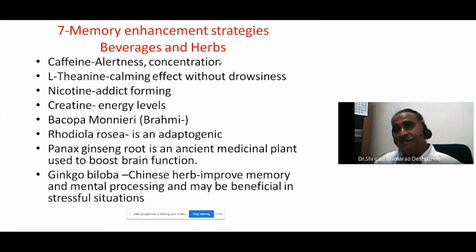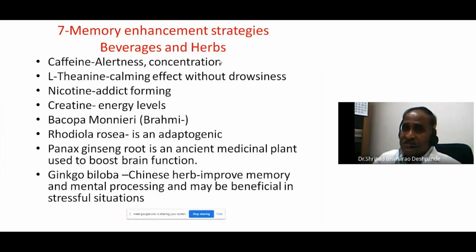L-theanine is present in tea, and this has a calming effect without drowsiness. So the caffeine is also present in tea, and theanine is also present in tea. So that means tea has a double effect in terms of working for the memory. It calms you down, it cools you down, so that your consolidation, retrieval, rehearsal may be easier. I would not advise nicotine. It's an addiction-forming drug, but it would stimulate and keep you alert, but I would not say that.